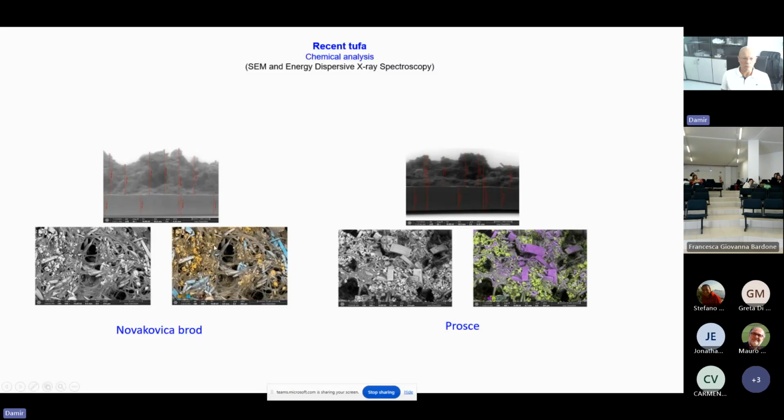This EDS spectrum shows that there are 2 chemical species that can be determined. The yellow one is calcium, which belongs to calcium carbonate, and the blue one is silica, SiO2, which belongs to diatoms. Similarly at another location, diatoms are purple, and green is calcium that originates from calcium carbonate. So we conclude that tufa is a mixture of calcium carbonate and living organisms, diatoms, and silica.